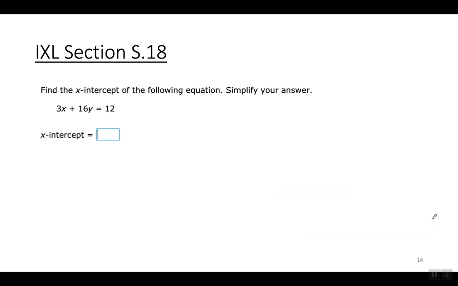All right, so this one, find the x-intercept. So again, to find the x-intercept, I'm going to make y equal to 0. As you can see, all these problems are basically the same thing. That's how math usually is. So hopefully you're working on the IXL.